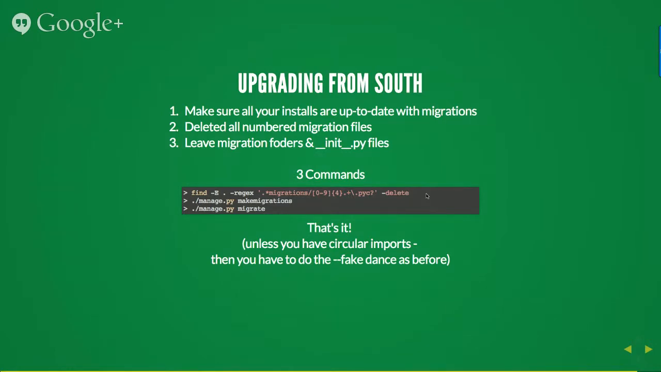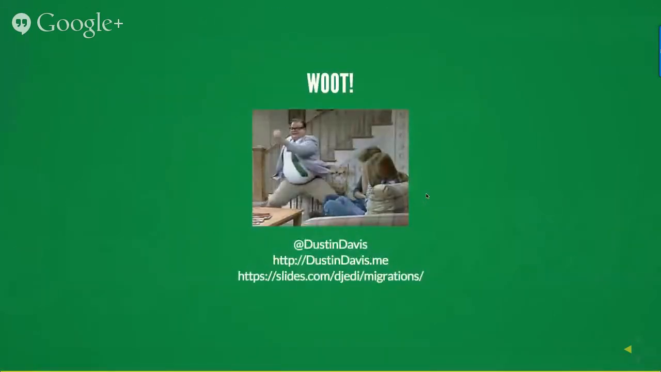And that's it. If you have circular imports, you're going to have to do the fake dance, kind of like with South. If you have circular migrations, you have to create some first, then fake it, and then make migrations again. But if there are no circular imports or anything like that, it just works. Like I said, it was pretty short. Once I got into it, there wasn't much to it. It wasn't as scary as I thought it would be.